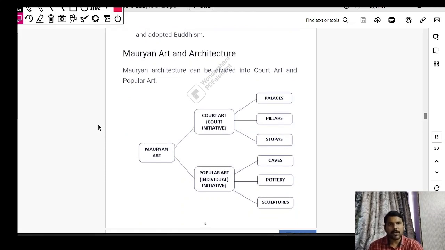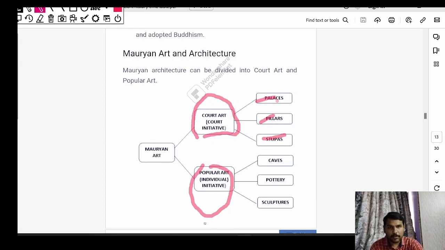So coming back to art and architecture, this is very important. Mauryan art and architecture is divided briefly into court art and popular art. Very important, remember, court art and popular art. Court art means basically the official palaces, the pillars which we've seen before, and the Buddhist stupas which have been built. Chandragupta Maurya's palace is also quite famous. Megasthenes describes it as one of the wonders of the world, with huge wooden pillars, etc. It's very prominent.